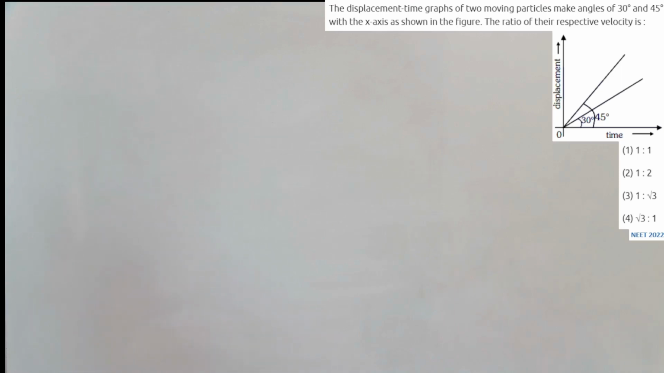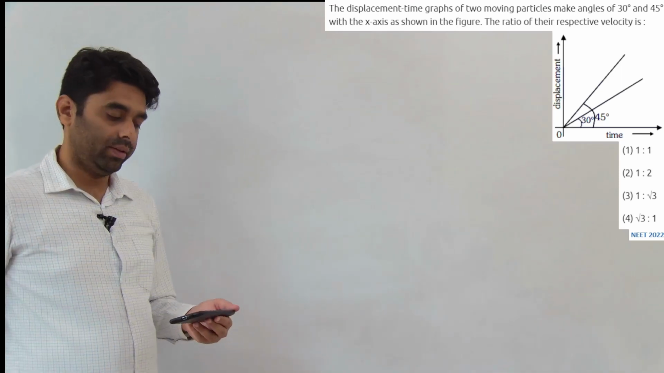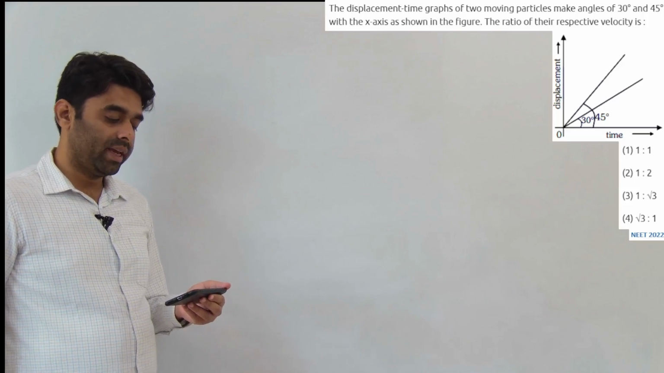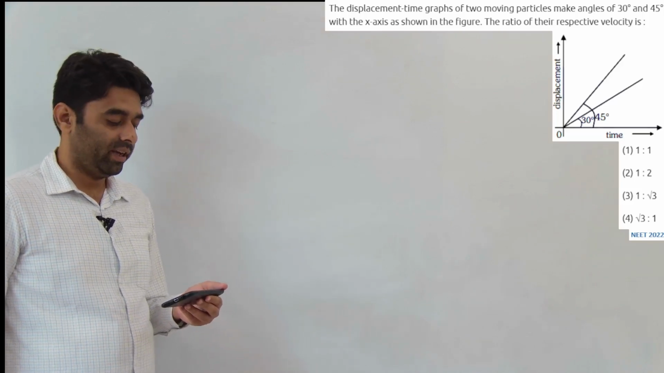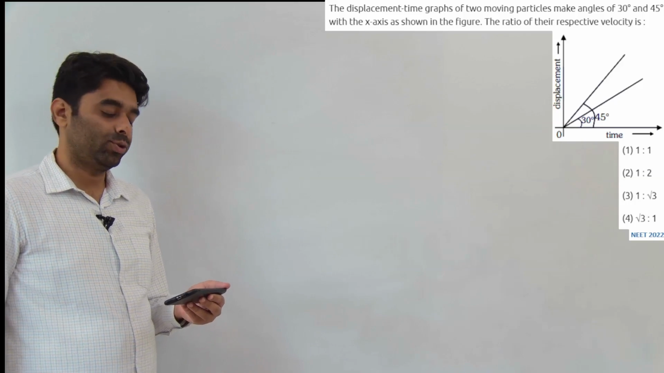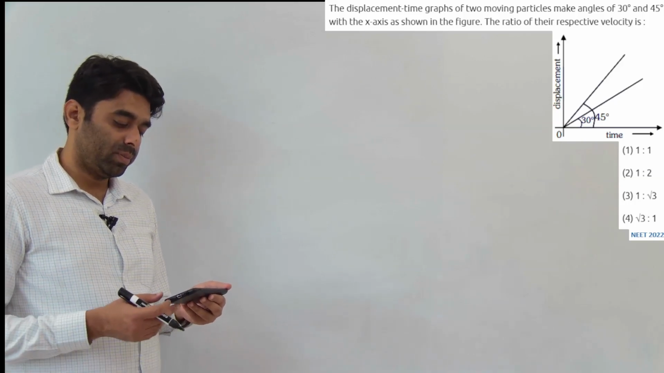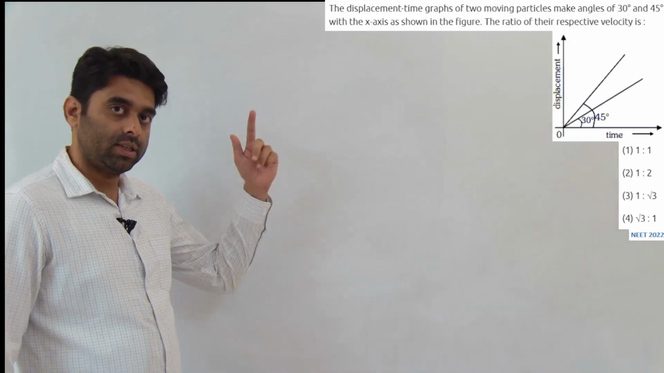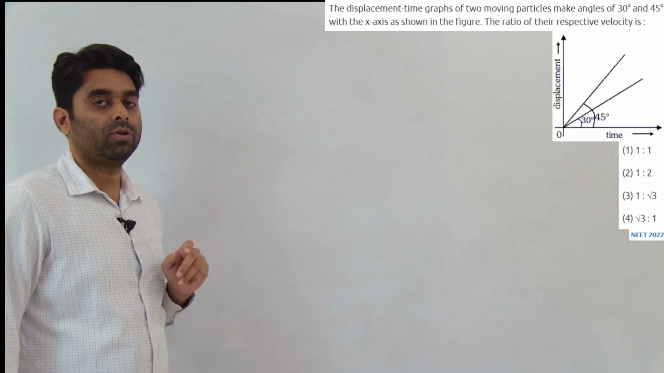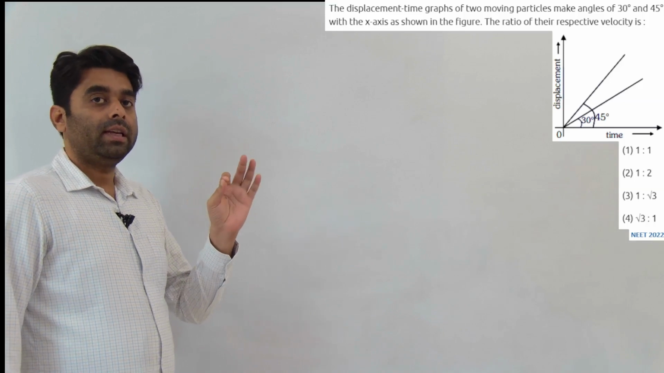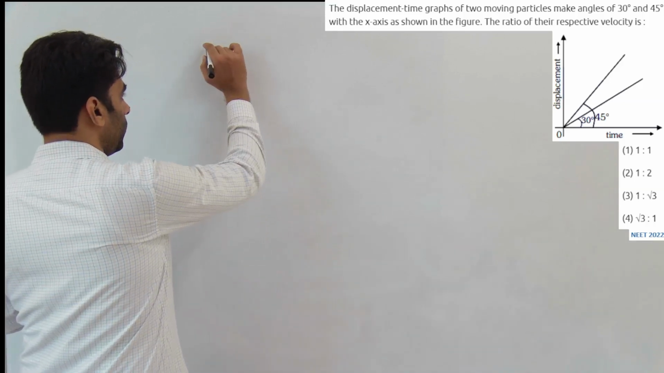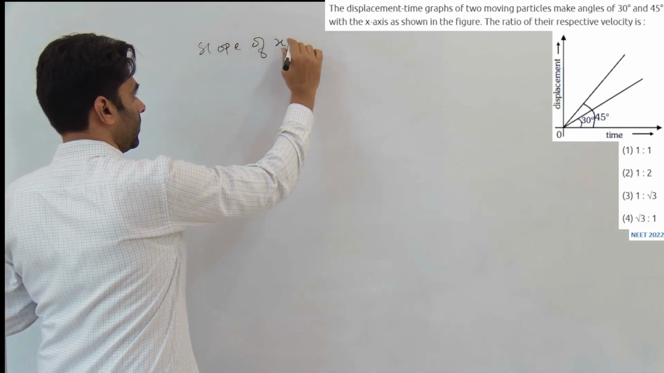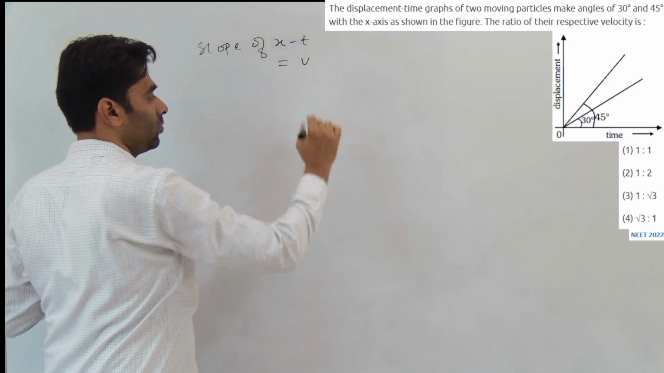So our next question is, the question says, the displacement time graph of two moving particles make angle 30 degree and 45 degree with x-axis as shown in figure. The ratio of their respective velocities is. So as we discussed in the previous two questions before this, from xt graph what do we get? Slope of xt gives us velocity. Slope of xt is equals to velocity.